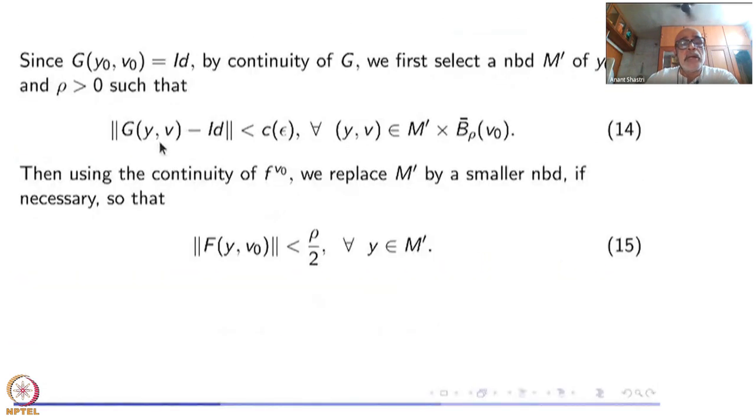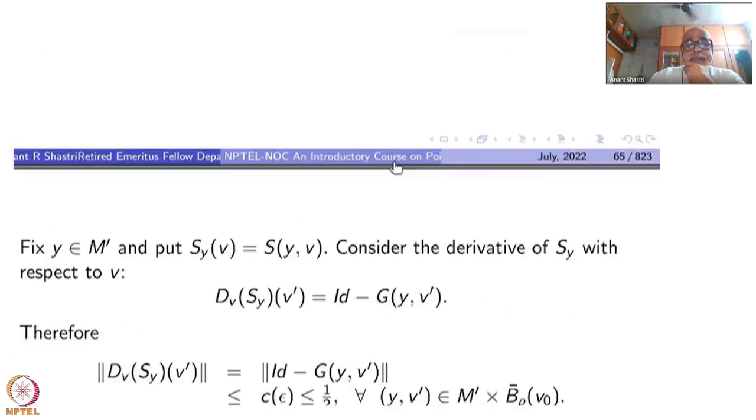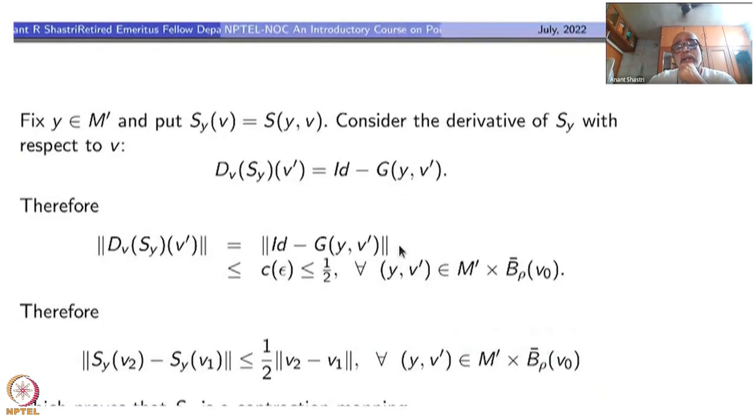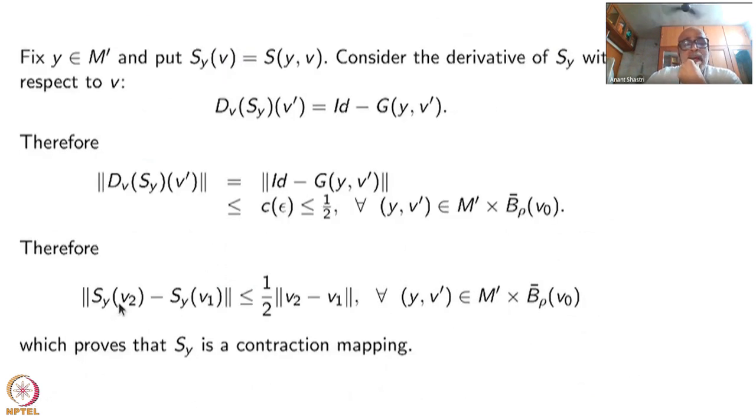See, G minus identity is less than or equal to C epsilon, that is 14. That is the choice of M prime here. The first choice. The second choice is smaller, so that is also valid for that. So C epsilon is less than or equal to half because C epsilon is the minimum of epsilon and half. This holds for every Y and V belonging to M prime cross the closed ball. Okay, once the derivative is less than or equal to half, we know that S_Y of V2 minus S_Y of V1 is less than or equal to this constant, one by 2, times V2 minus V1.